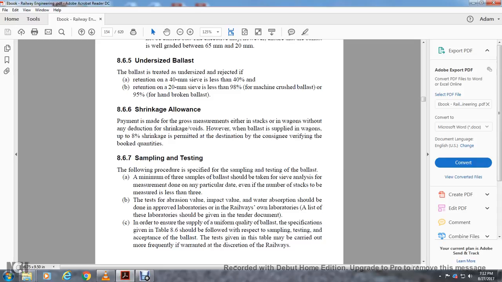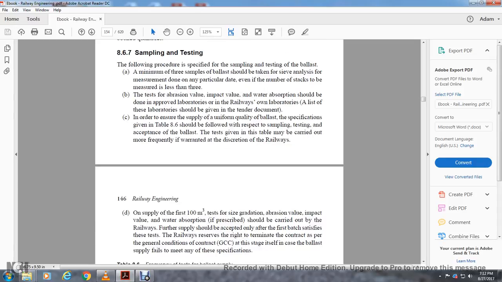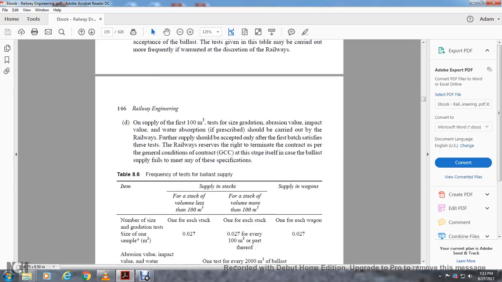The tests given in the table may be carried out more frequently if warranted, at the discretion of the railway. On supply of the first 100 cubic meters, tests for size gradation, abrasion value, impact value and water absorption are to be carried out by the railway. Further supply should be accepted only after the first batch satisfies these tests. The railway reserves the right to terminate the contract as per the general conditions of the contract at the initial stage itself if the ballast supply fails to meet any of these specifications.